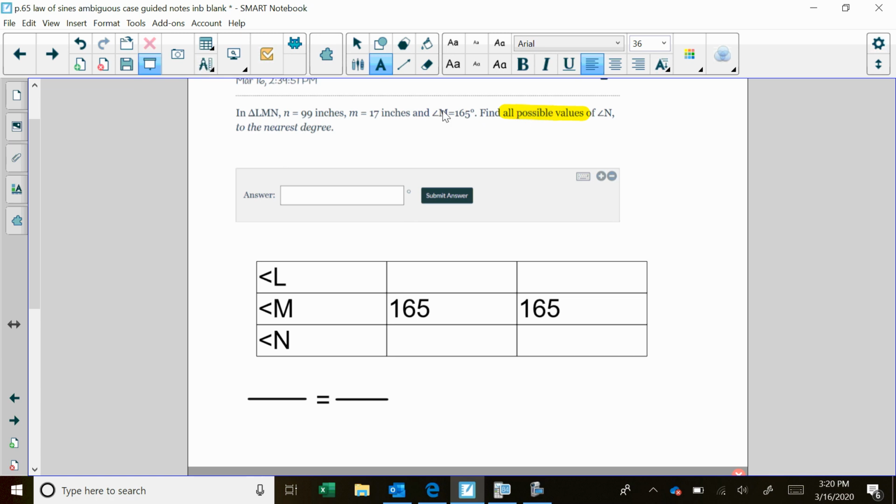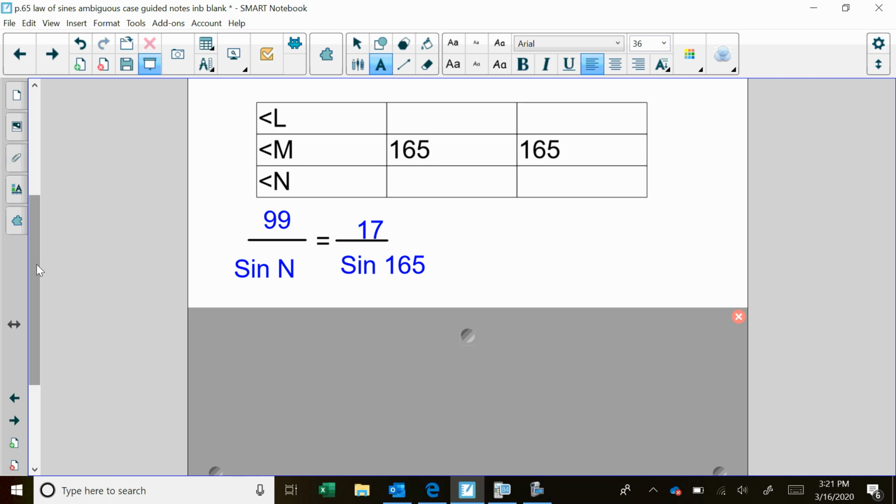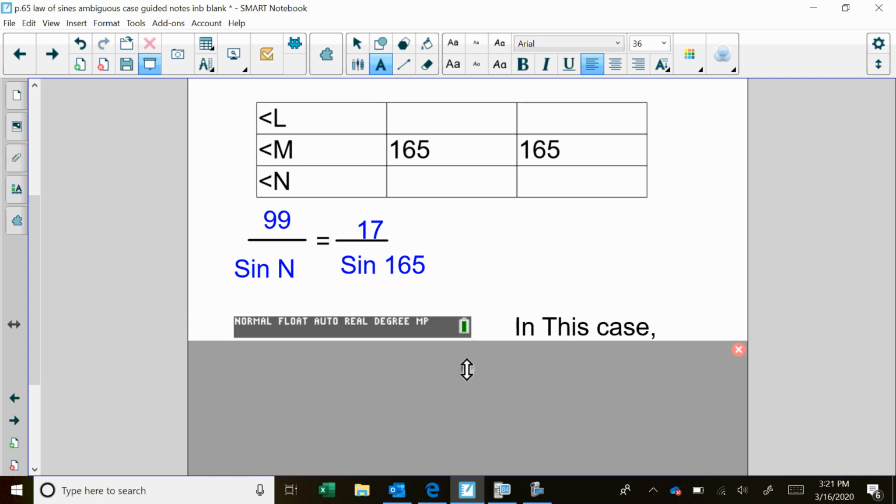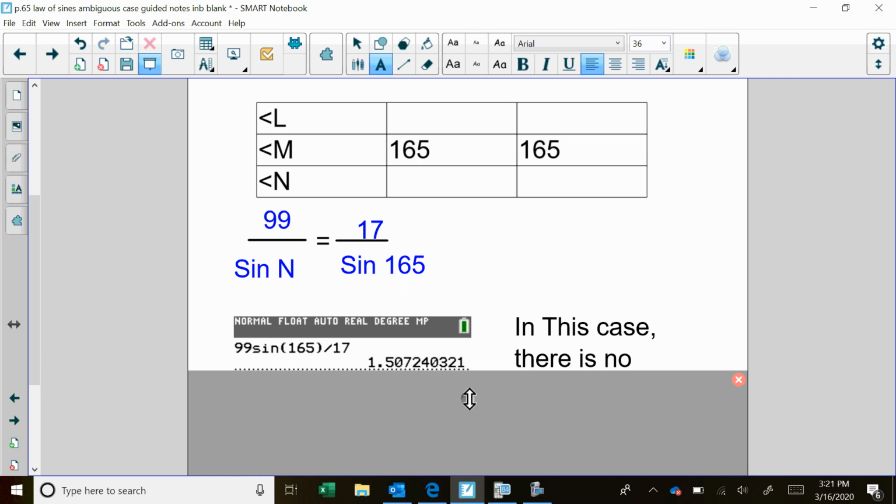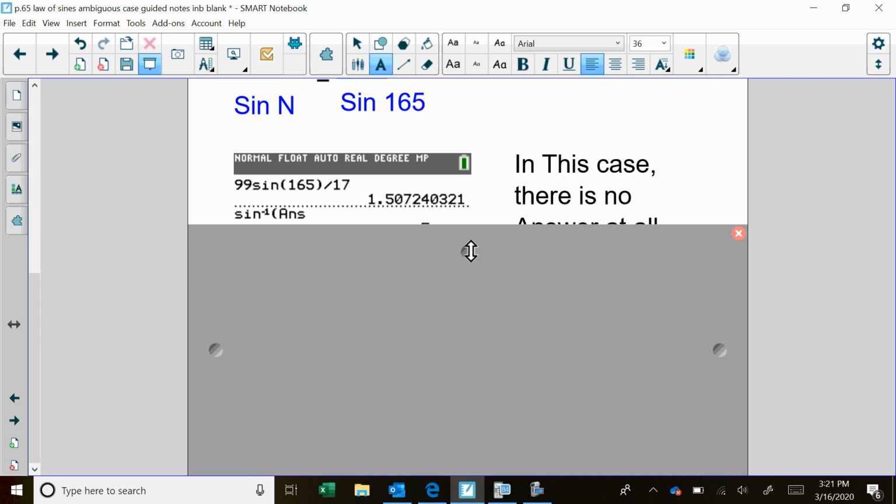Let's see, we have L and M. So we'll put a 99 here, put a 17 there, and the angle is M, so it's going to go under the 17. So sine of 165. All right, so over here, you got sine of n. Now, as you continue to try to do this calculation, here is what it looks like in the calculator. So we do 99 times sine 165, you divide by 17, you get 1.5, and you continue to try to do the math in the calculator, and you get an error.